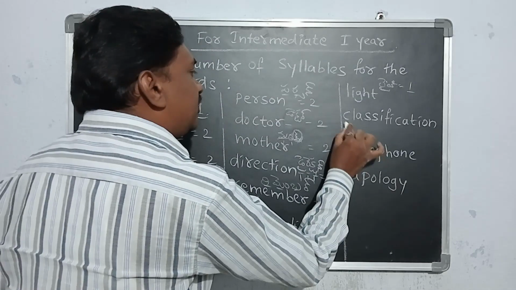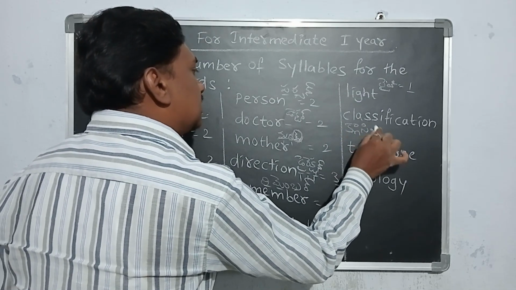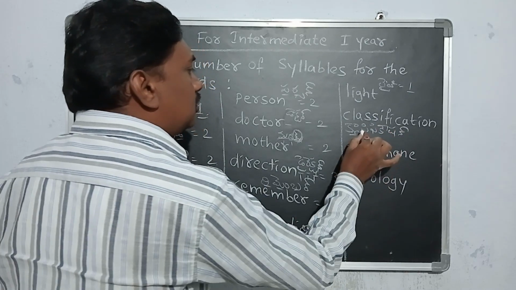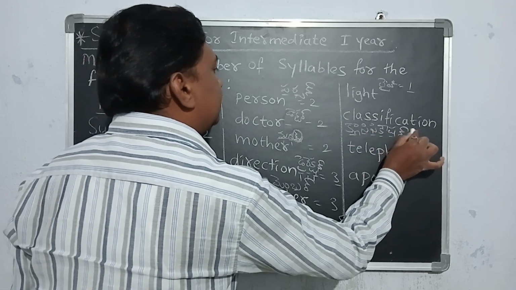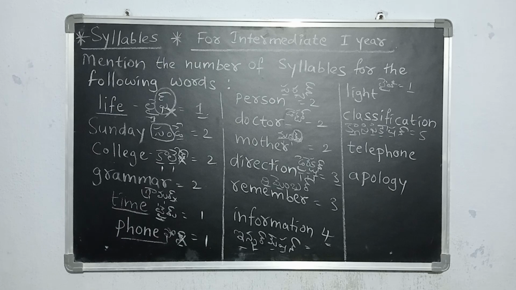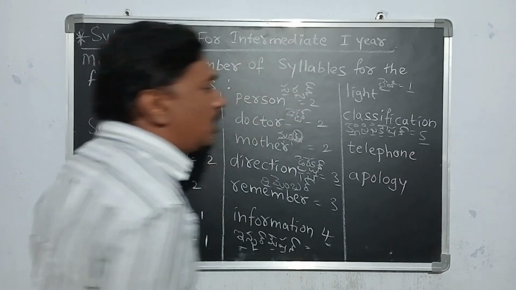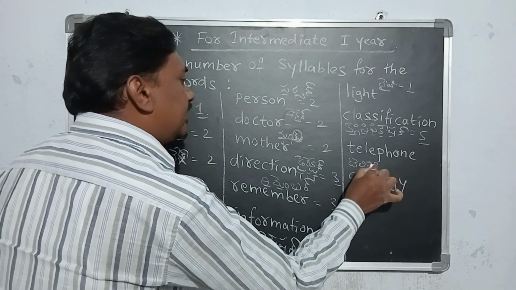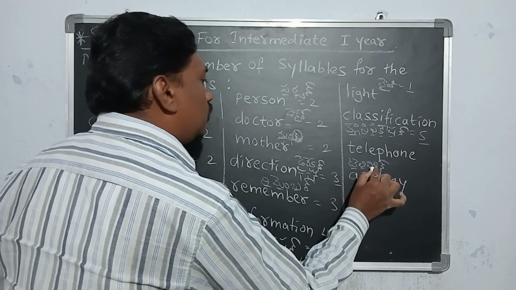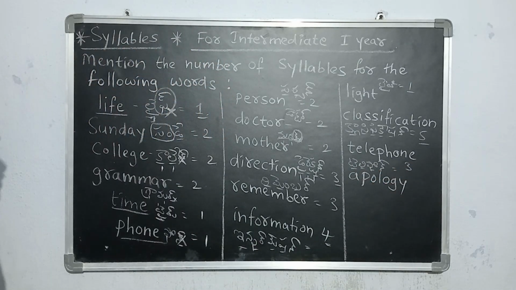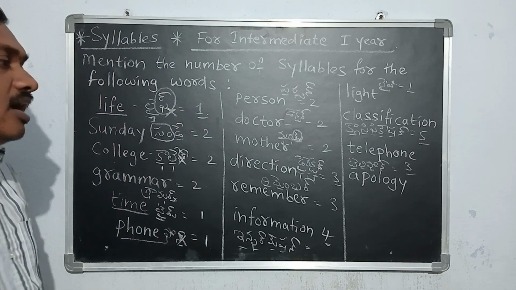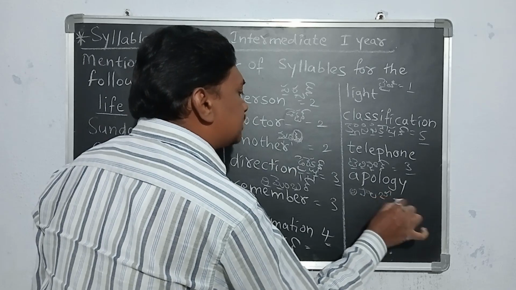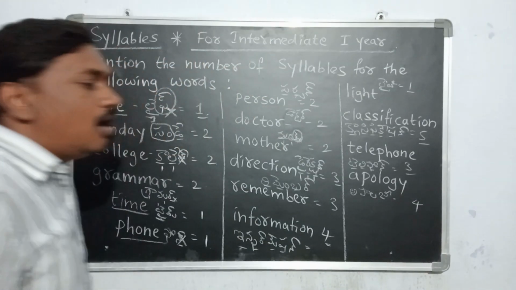Next, the word classification. One syllable, two, three, four, five. There are five syllables in the word classification, so it is a polysyllabic word. Next word is telephone. One, two, three. There are three syllables in the word telephone, so this is a trisyllabic word. And the last word, apology. There are four syllables in the word apology, so this is a polysyllabic word.